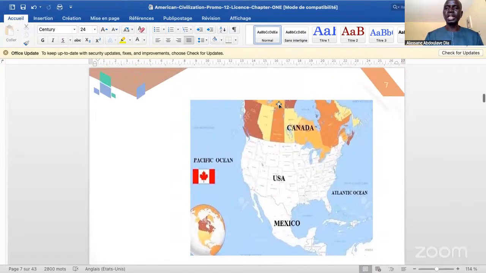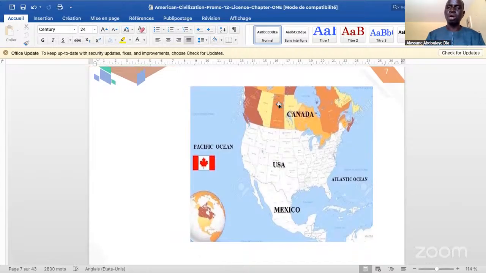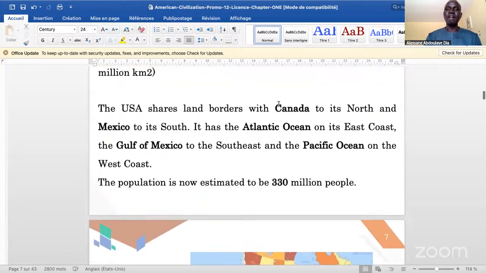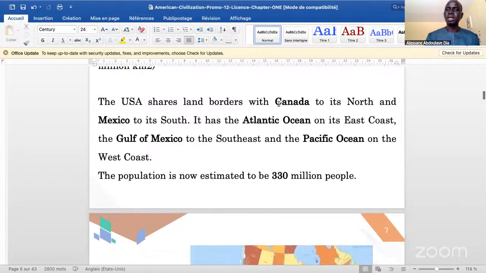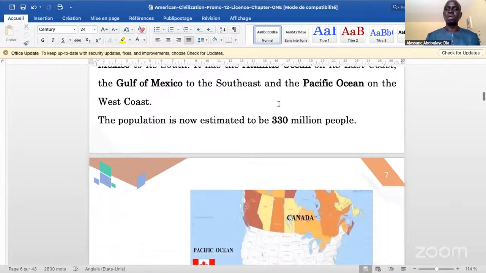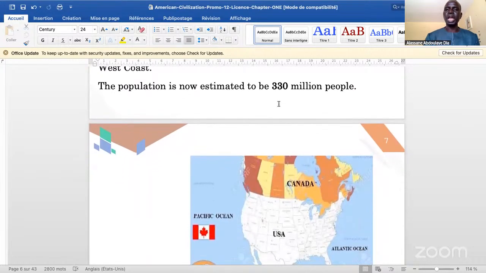You have a clear representation of this geographical situation of America in a map, and you have a literary explanation of America. It shares borders with Canada to the north and Mexico to the south. It has the Atlantic Ocean on the east coast, the Gulf of Mexico to the southeast, and the Pacific Ocean on the west coast. Population.